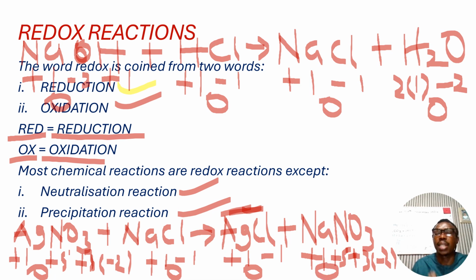So if you look at the reactants and products, there's no change in the oxidation number of each of the reactants and products. So it's not a redox reaction. Most chemical reactions are redox reactions except neutralization reactions and precipitation reactions, where there's no change in the oxidation number of both the reactants and the products. So please, I want you to take note of that because it's very, very important.